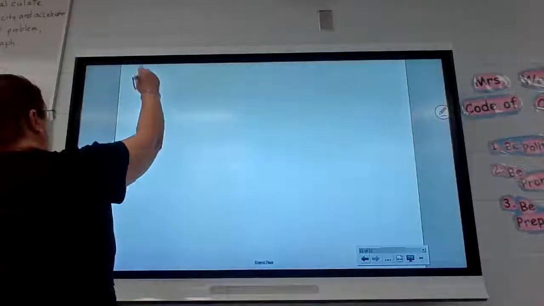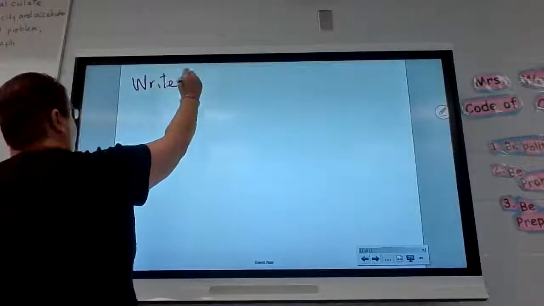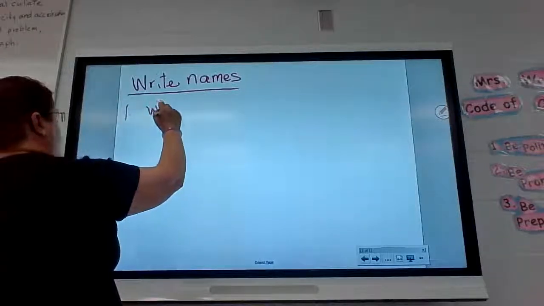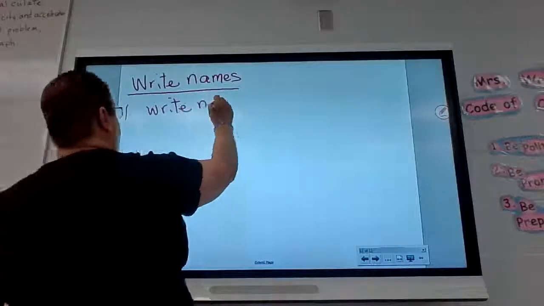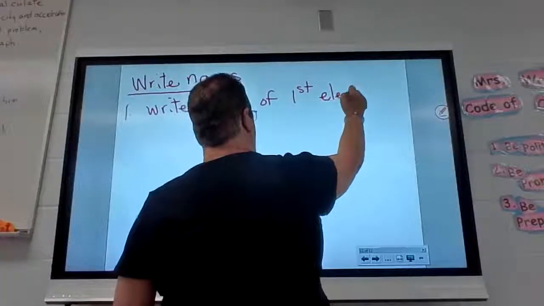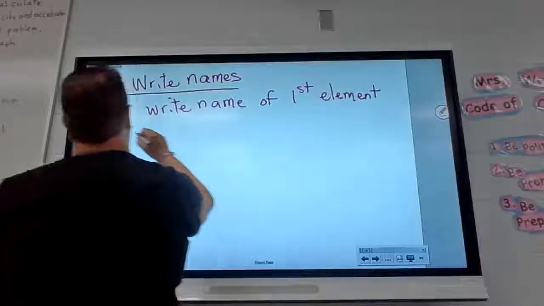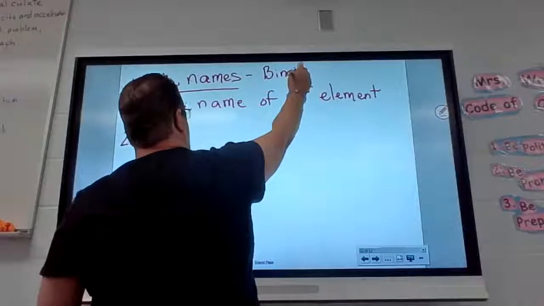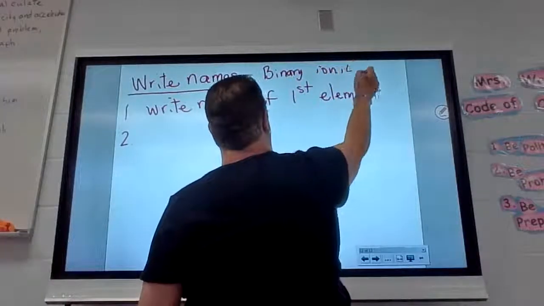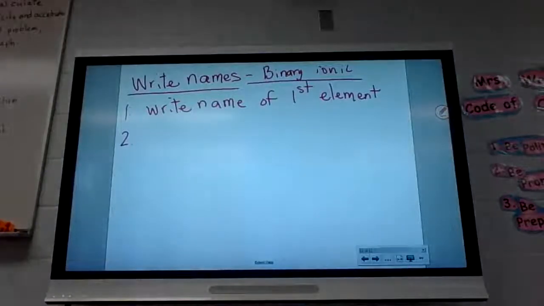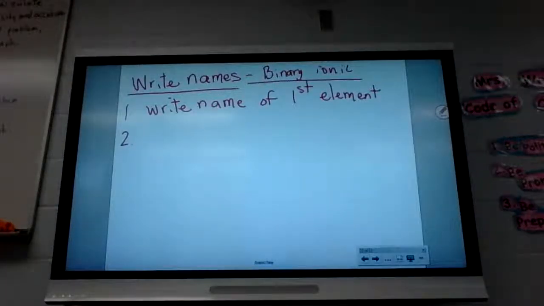All right, let's talk about writing names. All right, step 1. Write the name of the first element. Which one is this one? It's still binary. Ionic. What's binary mean again? 2. 2, and it's a metal and a non-metal. Same kind of compound. We're not deviating. Starting easy. 2 elements, still metal and non-metal.